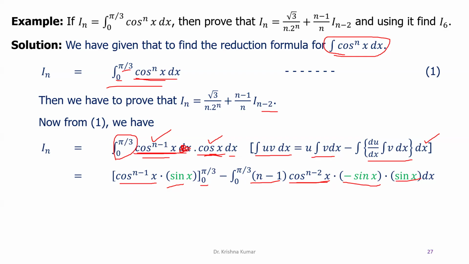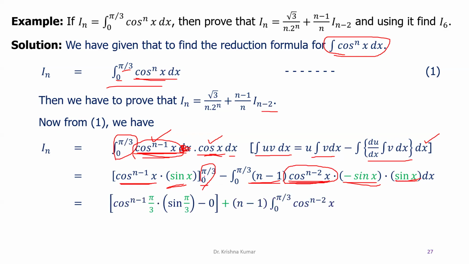Let us once again take it. First function cos to the power n minus 1 x, the integration of cos x is sin x under the limit 0 to pi by 3, minus the integration of the derivative of cos to the power n minus 1 x. It is nothing but n minus 1 into cos to the power n minus 2 x, and the derivative of cos x is minus sin x, and again the integration of cos x is sin x.